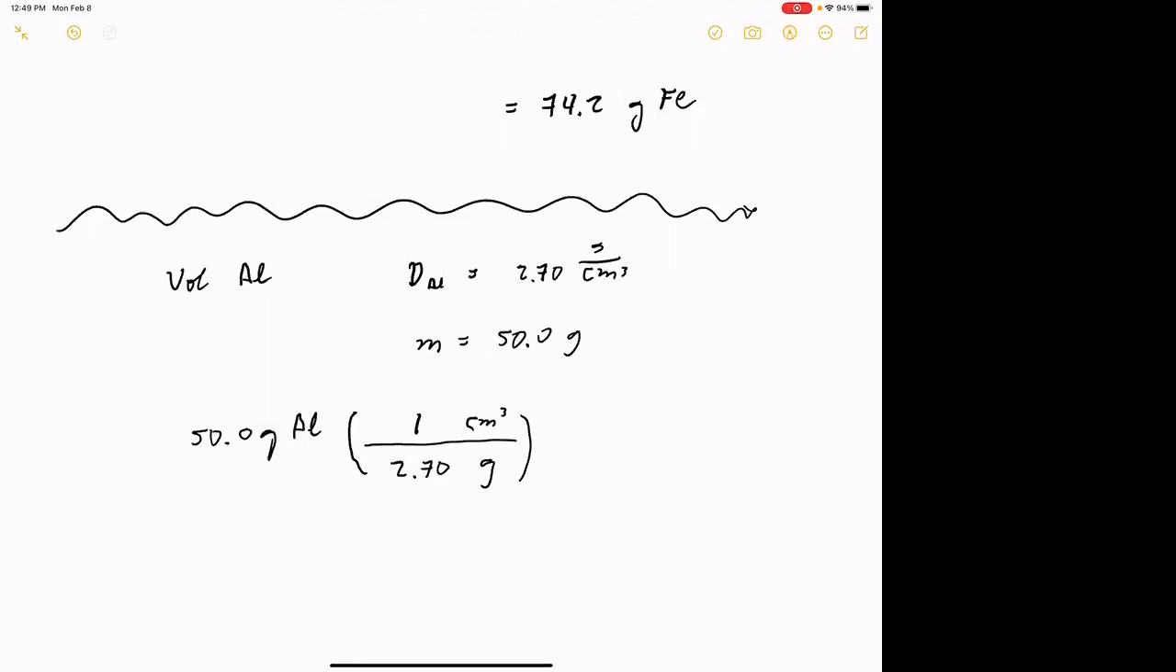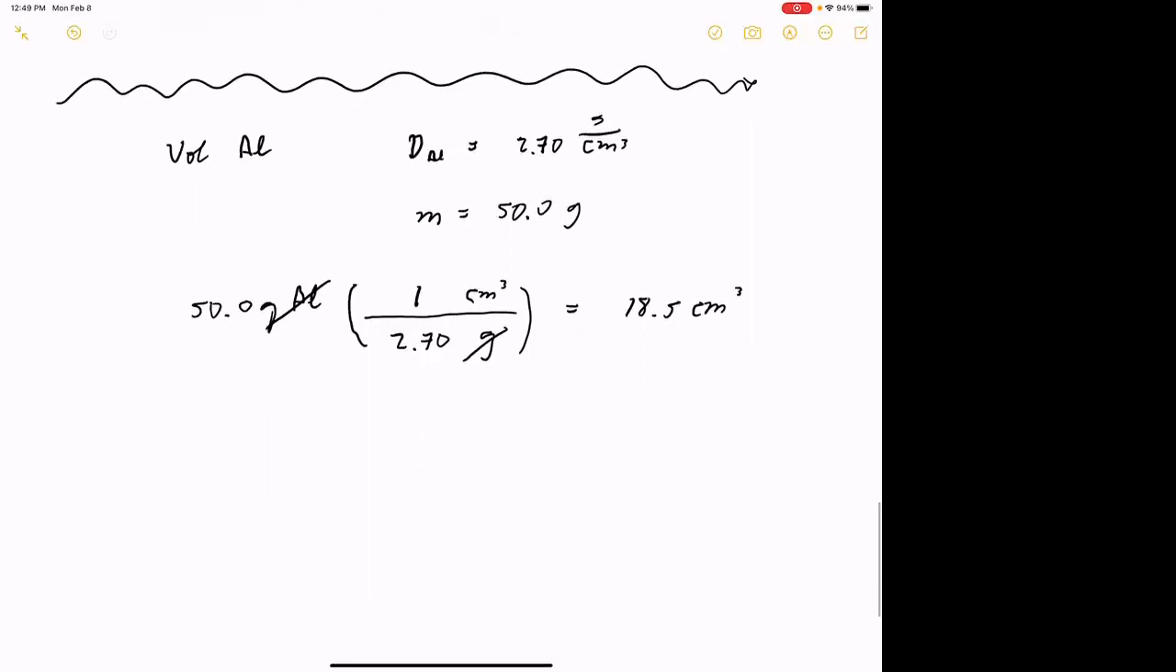Okay, so now look what happens. Grams of aluminum will cancel with grams, and then I can just work that out from there. So 50.0 divided by 2.70, whatever that turns out to be, and actually gives me the answer here. It's 18.5 centimeters cubed.